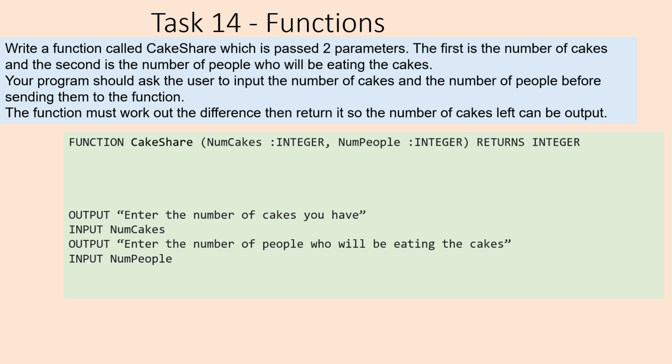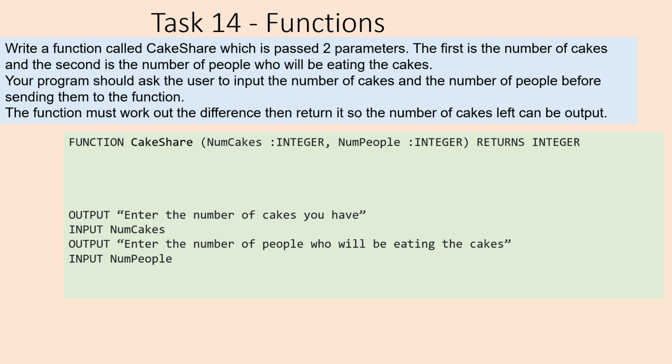So it's a function. It's going to be called cake share, and we've got two parameters. The first one is the number of cakes, which is going to be an integer. So we're going to have whole cakes, and the number of people is going to be an integer as well. So we're going to keep the number of people whole. We're not going to cut people in half or anything. So we're going to have whole numbers of people, whole number of cakes, and we'll also return an integer as well because we'll be subtracting these. So if we subtract two integers, we're going to be returning an integer.